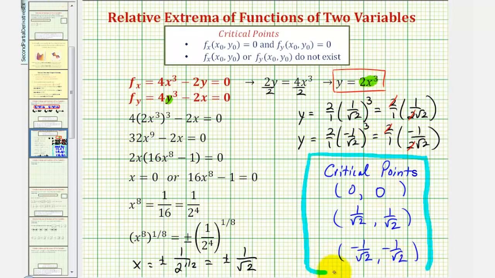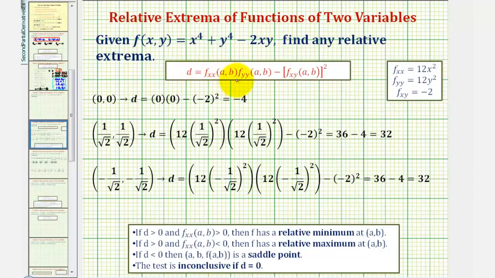So using these critical points and the second order partial derivatives, we'll now determine the value of d using this formula here, and then based upon the sign of d and the sign of the second order partial with respect to x, we can determine whether we have a relative min, max, or saddle point. And again, because of time, I've already done some of the work here. Here are the second order partials from the first slide.